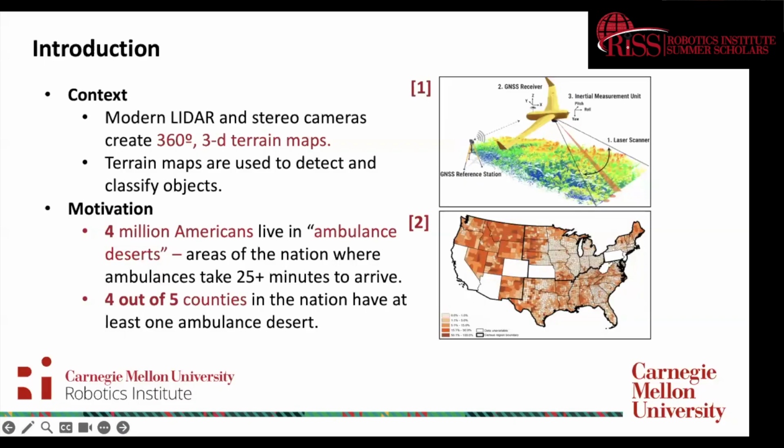Here's some introduction on this problem. Modern LiDAR and stereo cameras can create 360-degree 3D terrain maps. These terrain maps are used to detect and classify objects.